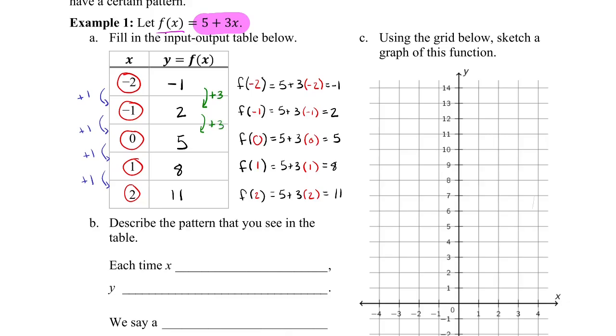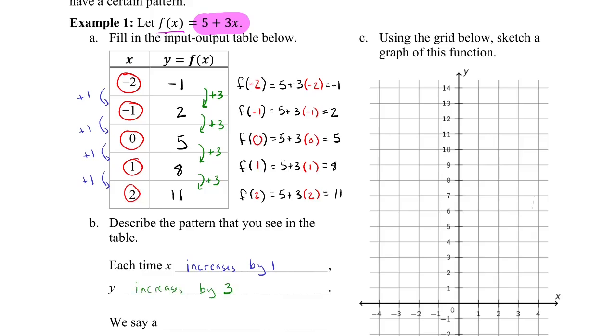Negative 1 plus 3 is 2. 2 plus 3 is 5. 5 plus 3 is 8. 8 plus 3 is 11. So each time we go down a row in a table, we see that each time x increases by 1, we see y increases by 3.